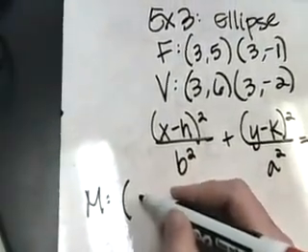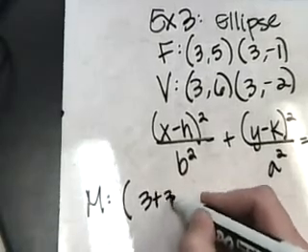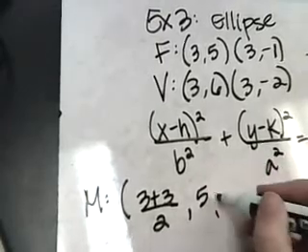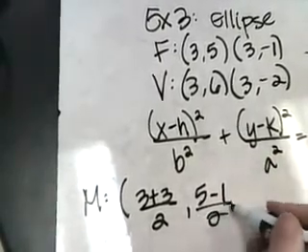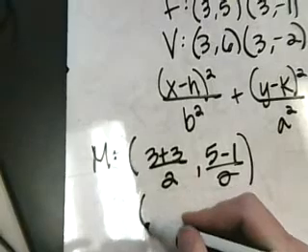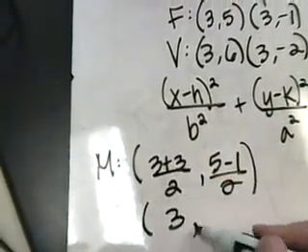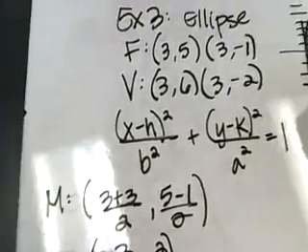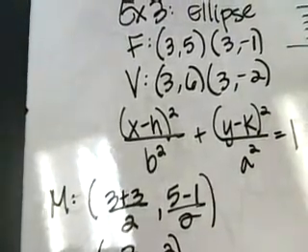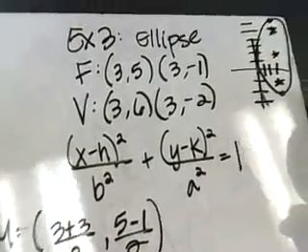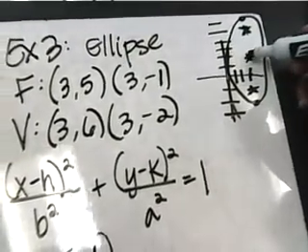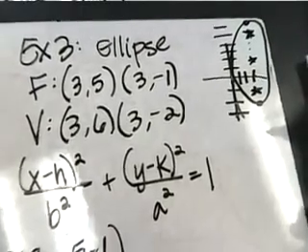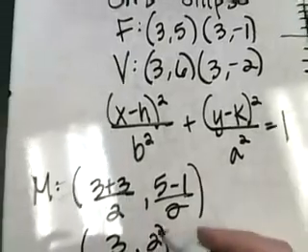Remember x2 plus x1 over 2. So we've got 3 plus 3 over 2, comma, 5 plus negative 1, so minus 1 over 2. That'll be 6 over 2 or 3, and 5 minus 1 is 4 over 2 or 2. So the center is here at (3, 2). And I would double check. Let's just make sure that it's halfway in between. 1, 2, 3 from the focus. 1, 2, 3 from the focus. So I know I'm right. Okay, and that's my HK, remember.